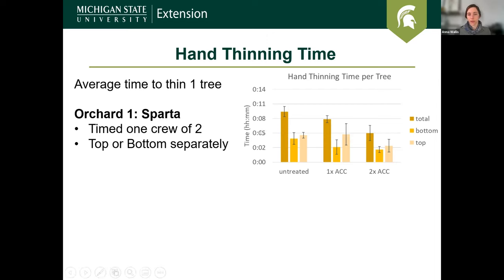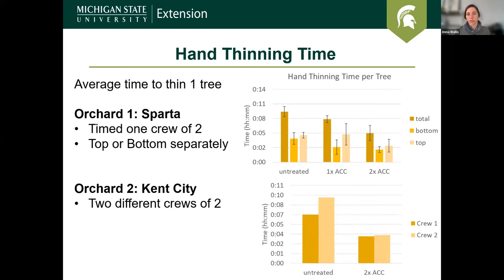And so what we found was, similar to the thinning effects, a reduction in hand thinning time per tree with an increased rate. There wasn't so much difference in the tops and the bottoms in the second and third bar in each of these groups, but that could be related to climbing up and down ladders and things like that as well.